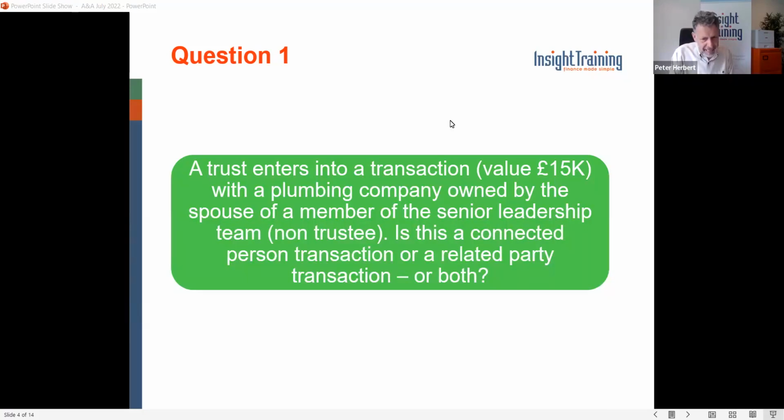Now, this transaction is a related party transaction, not a connected person transaction, for the simple reason that connected person is defined by the Academy Trust Handbook as a member, a trustee, a close family member of a member or trustee, or a company controlled by any of the above. Because the member of the senior leadership team whose spouse's company transacts with the trust is not a trustee, this is a related party transaction without being a connected person transaction. So the regime that will apply, therefore, will be different as a result.